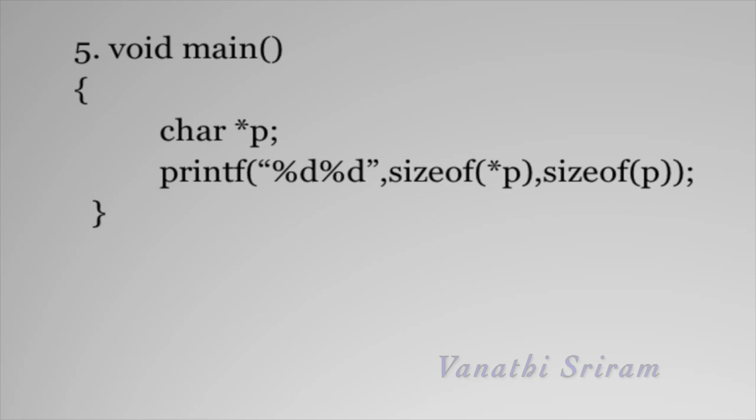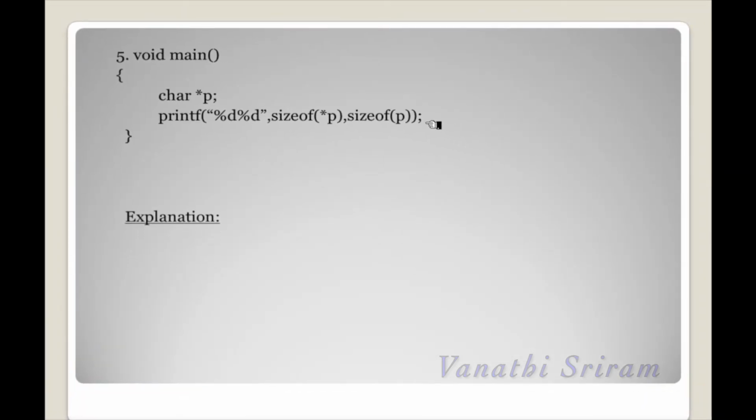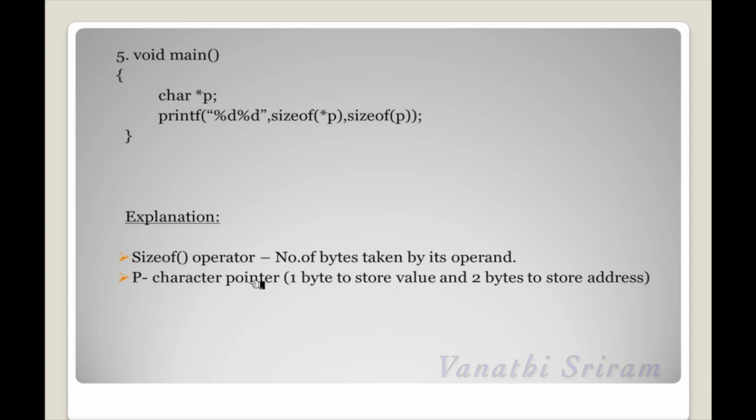The sizeof operator will return the number of bytes taken by its operand. Here, the character pointer is p, which will take 1 byte to store the value and 2 bytes to store the address. So, sizeof star p will be 1, as star p will return a character value. And sizeof p is 2, because p is going to hold the address of another character variable. Therefore, the answer is 1 and 2 for star p and p respectively.